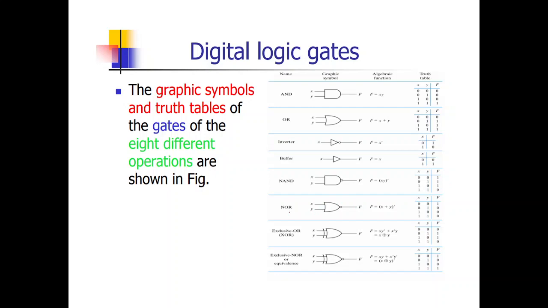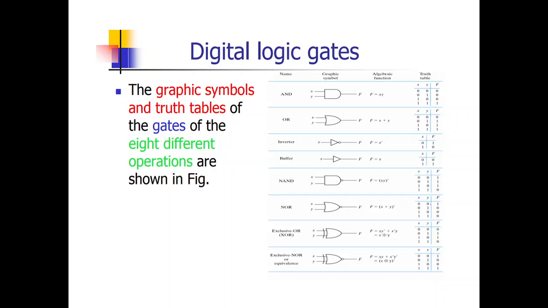And for the NOR gate, we have to take the complement of the OR operation. So we put an OR gate, and at the end we use an inverter. The expression is f is equal to x plus y the whole dash. And the truth table is the opposite of the OR gate. So NOR is nothing but OR plus NOT. Then the truth table will be opposite of the OR gate.